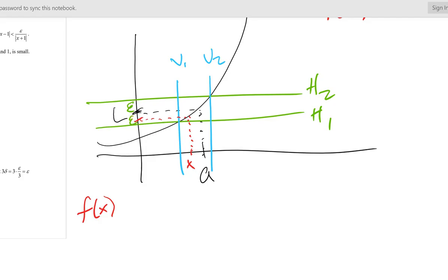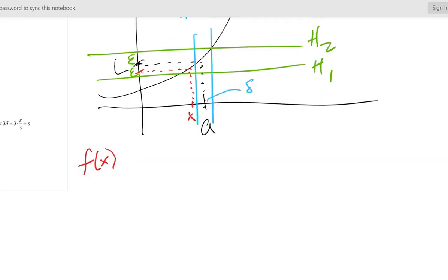And I'm going to call the distance between V1 and V2 delta. Now, it needs to be the same delta, so what I'll have to do is use the minimum delta possible. So I'm going to have to draw a vertical line that is the minimum distance around A, okay? So that would be this one here. Delta is the same on both sides, all right?